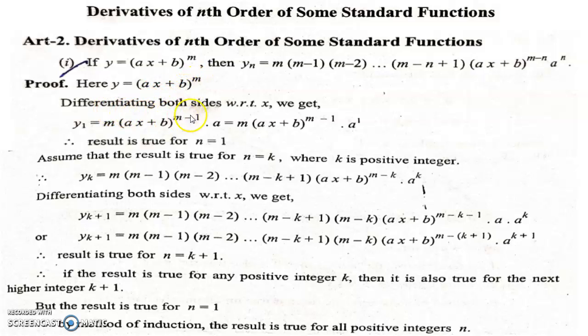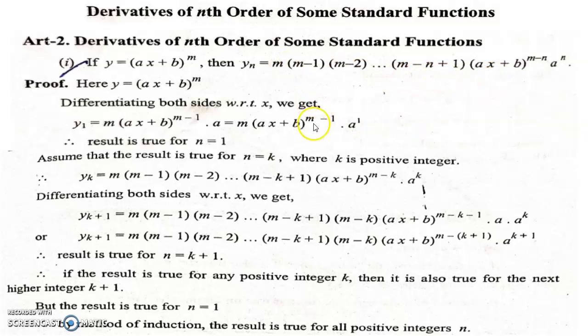Now differentiate both sides with respect to x. Now why are we differentiating? We are differentiating because firstly we want to prove the result for n is equal to 1. For n is equal to 1, we have to find y1. So firstly differentiate with respect to x. We get y1 is equal to m times (ax plus b) to the power m minus 1. The derivative of ax plus b is a. So this is the result.